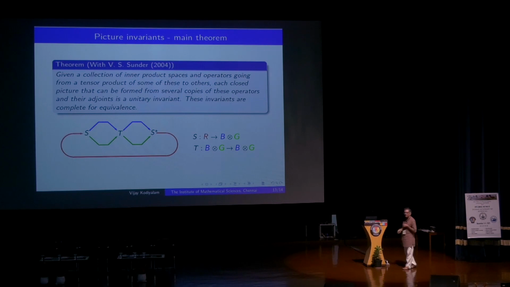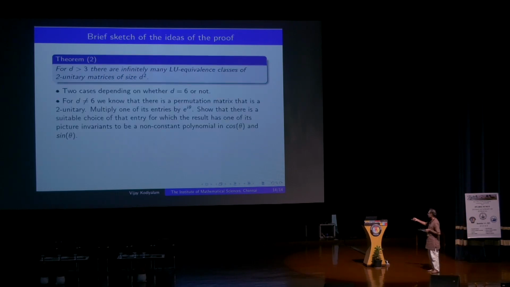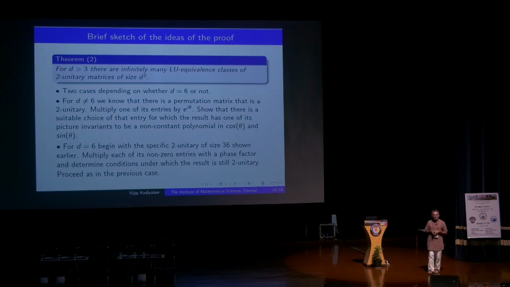All of these have pictorial representations, and closed pictures that you can form from these evaluate to numbers. If all of these numbers are equal, then the operators are unitarily equivalent, otherwise not. Okay, so I wanted to say a word about the proof, but I don't think there's enough time for that. I'll stop here. Thank you.